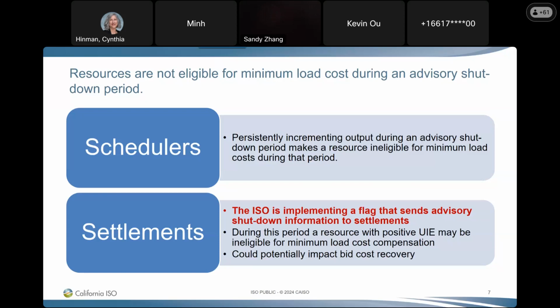Again, this is nothing new. But what is new is that we are, and this is what is in red on the bottom here, the ISO is implementing a flag that sends advisory shutdown information to settlements. So that flag did not exist before. Once this is implemented, it will exist. And what that will tell is that during this period, a resource with positive UIE may be ineligible for minimum load cost compensation and could potentially impact the bid cost recovery. Again, we're going to be going through an example of this.